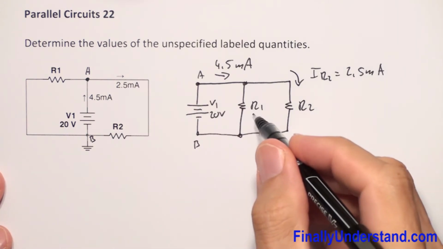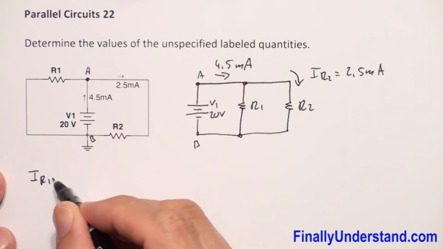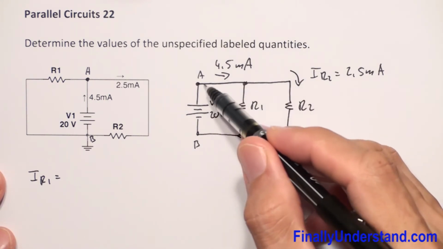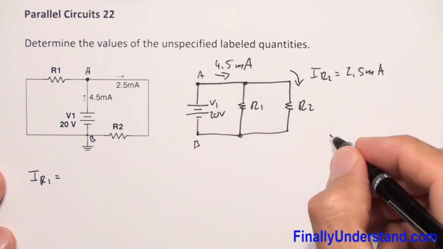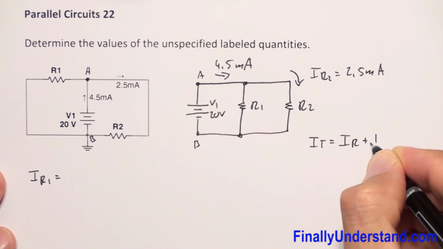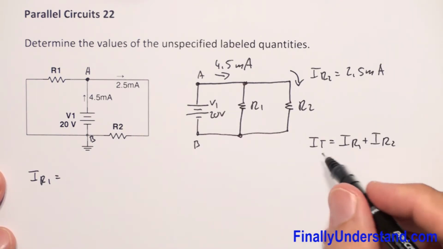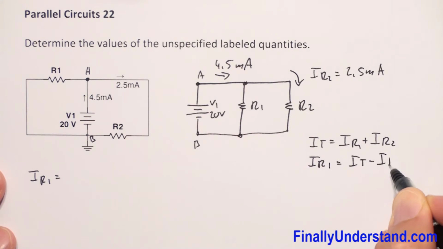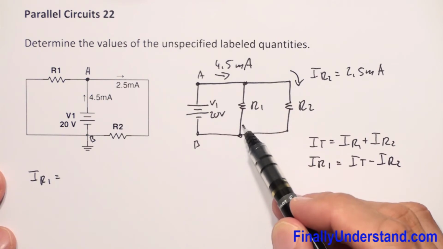So in order to find R1, I'm supposed to find IR1. If this is my I total, take a look, this is my I total going over here. I total is going to split into two currents. So you have to keep in mind that I total is equal to IR1 plus IR2, right? So if I want to find IR1, this is going to be equal to I total minus IR2. From the total current, subtract IR2, and it will give me this current.